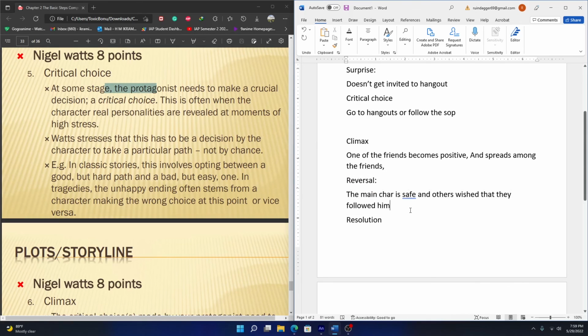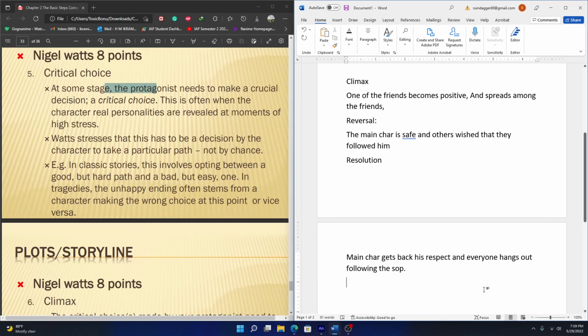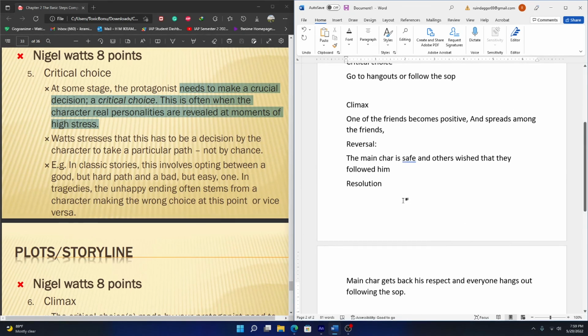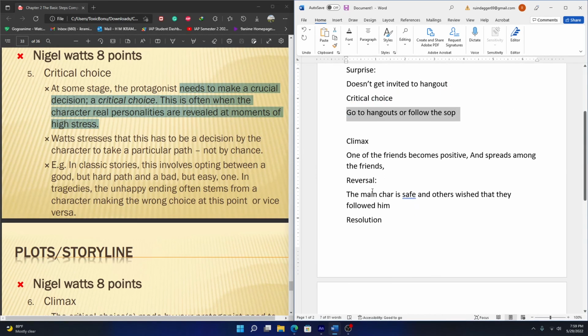The reversal would be that he regrets his choice and wishes he was following what he was doing before. And the resolution will be that he gets back from the hospital feeling well and starts advising everyone about his experience, advising all his colleagues and friends against not following the SOPs. That's two different kinds of storylines. So the critical choice will determine how your story goes forward.